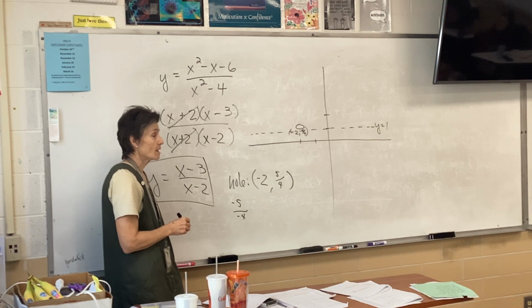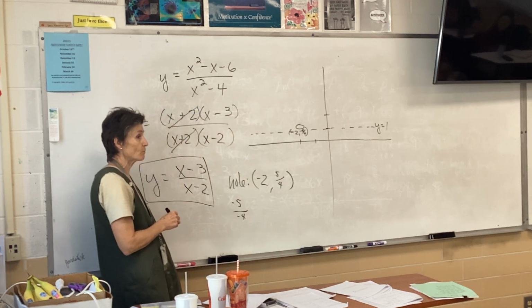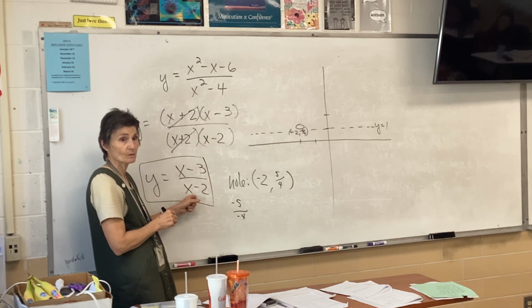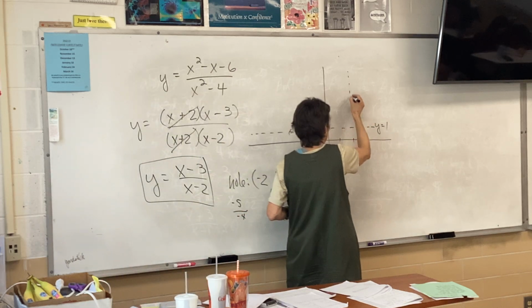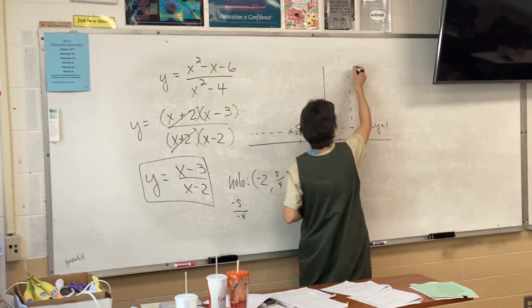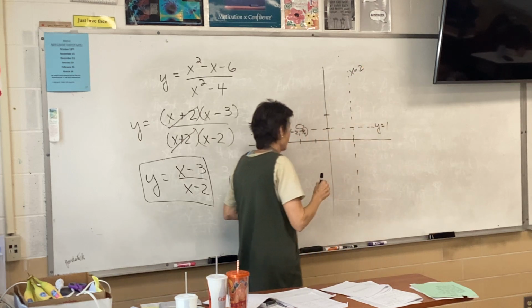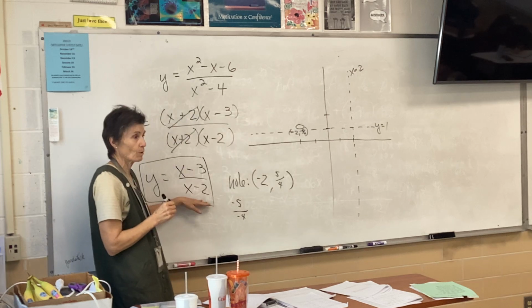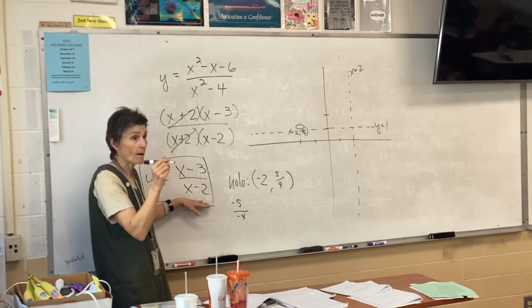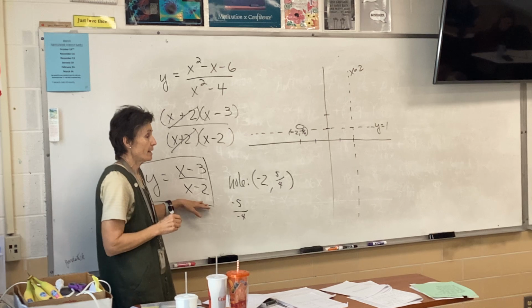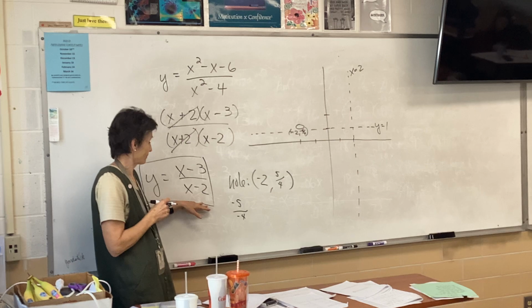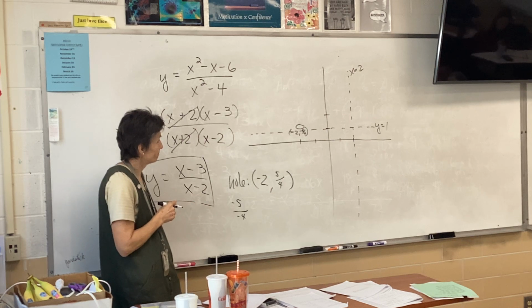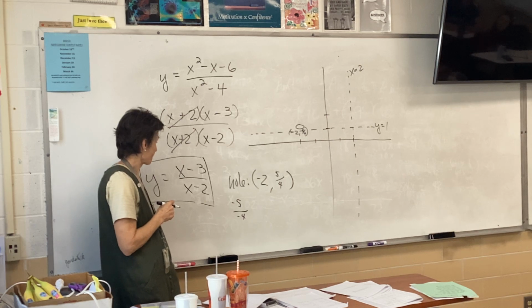The vertical asymptote is x equals 2, because where do vertical asymptotes come from? Denominator. So my vertical asymptote comes from right here. X can't be 2. And whatever x can't be is your vertical asymptote. Okay. What else do I have?